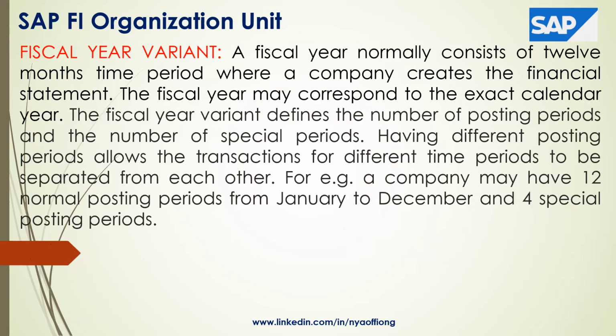Fiscal year variance. A fiscal year variance normally consists of a 12-month time period where a company creates a financial statement. A fiscal year variance defines the number of posting periods and the number of special periods. Let's take, for example, a company that may have 12 normal posting periods from January to December and 4 special posting periods. Each of these periods, period 1 represents January, period 2 represents February, until it gets to 12, which is December, and 4 special posting periods.